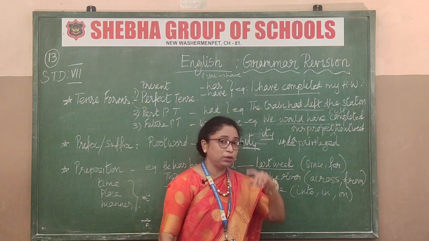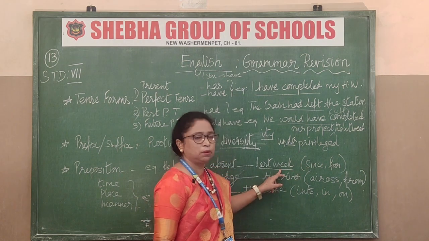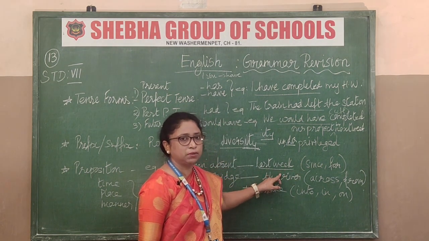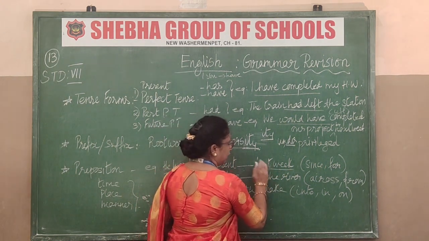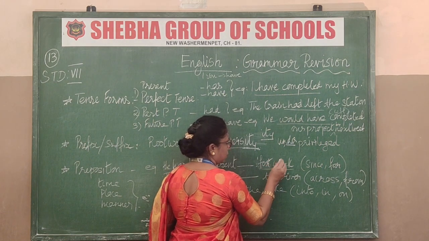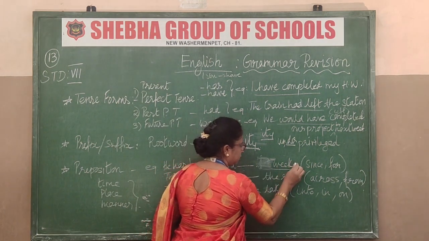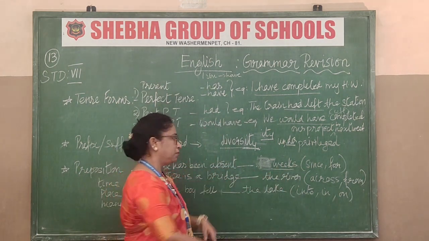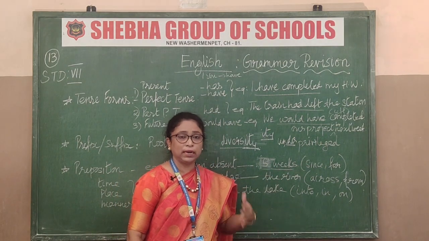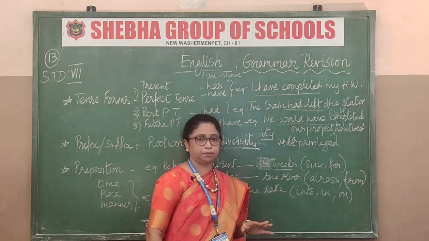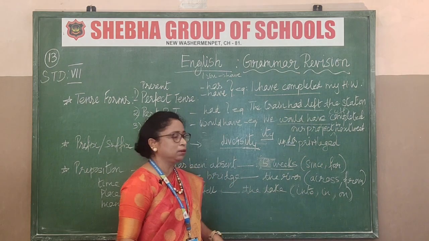Some children are getting mixed up with since and for. When to use for, and when to use since? I told you many times, the starting time is given to you, that is last week. For example, for a week, for weeks, for 5 weeks, days, months: when that kind of duration is given, you must use for. When the starting time is given to you, then you must use since.